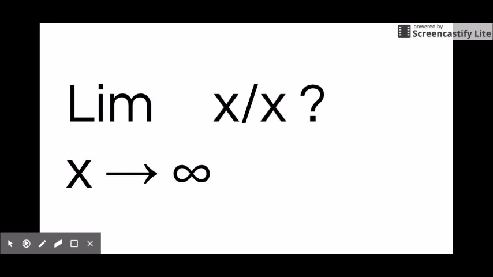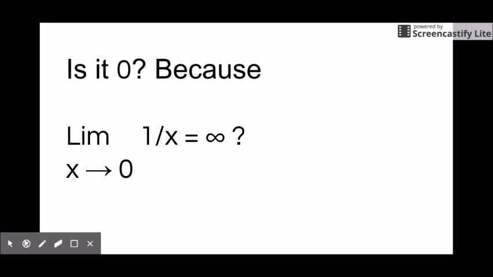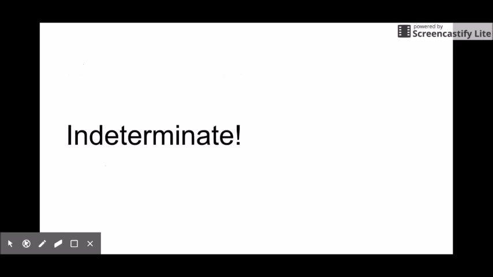Now here comes a tricky one. Limit x tending to infinity, x by x. What is infinity by infinity? Can you say it's 1? Because we know 2 by 2 is 1, 3 by 3 is 1, 500 by 500 is 1, Google by Google is 1. Can we say 0 because we just now saw limit x tending to 0, 1 by x is infinity? Actually, both of these are sound arguments. That's why we say infinity by infinity is indeterminate.